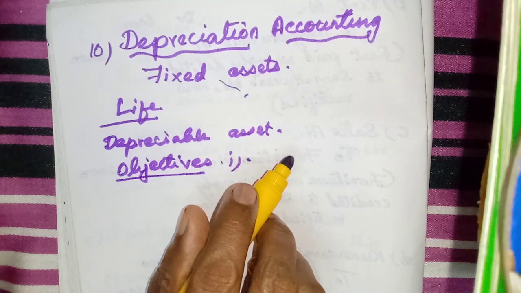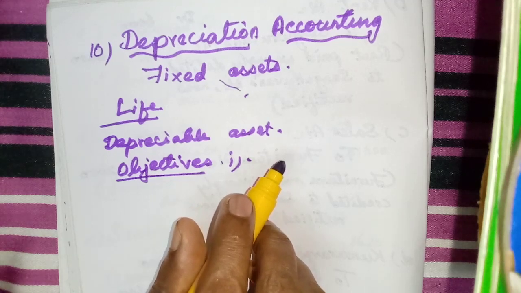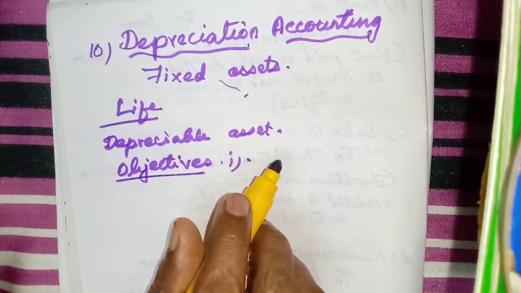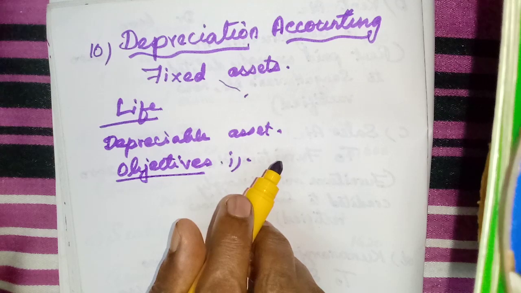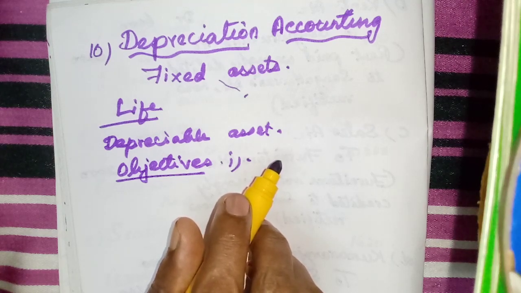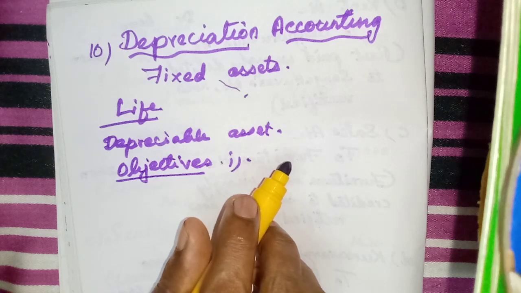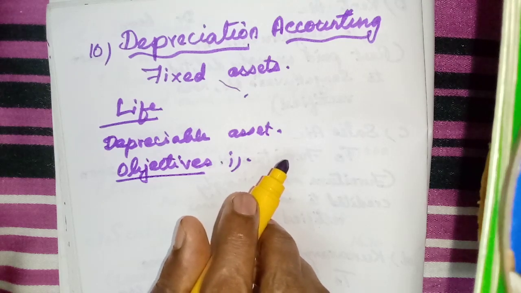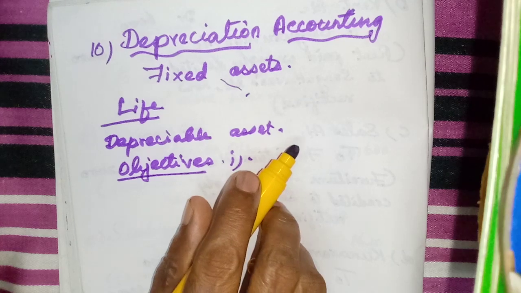In order to calculate the cost of production or the correct profit, that is needed. Then we can say the correct financial position. We never show the assets at the acquisition cost or purchase price. From the purchase price, we have to reduce the depreciation.